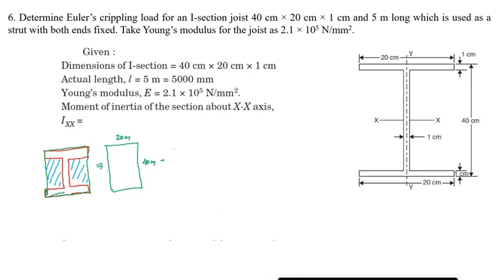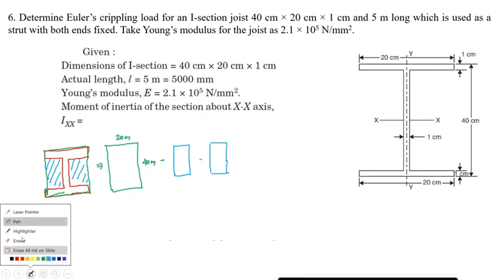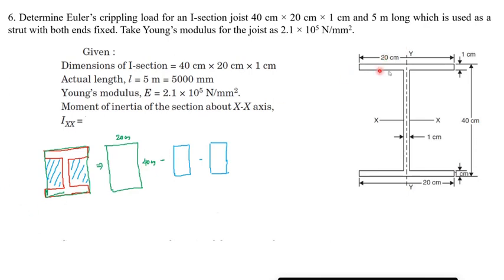So if I deduct this one, that is, one smaller section here, and the other one is another smaller section here, I will be getting the combined moment of inertia of the whole section. So this distance will be what? Up to here it is 20, minus 1 it will be 19, divided by 2. So this will be 9.5 and this will be 9.5.